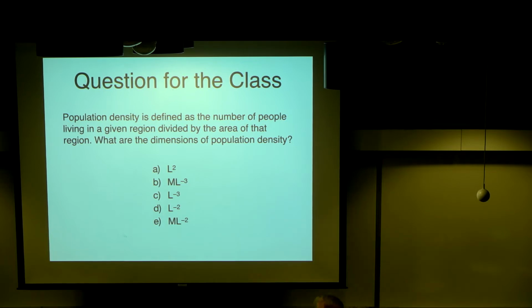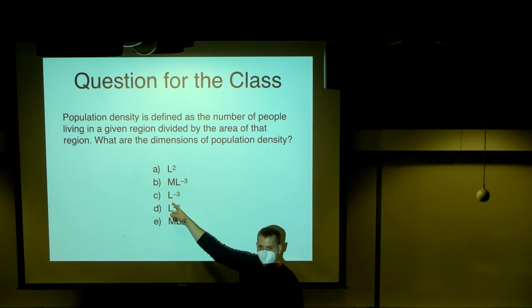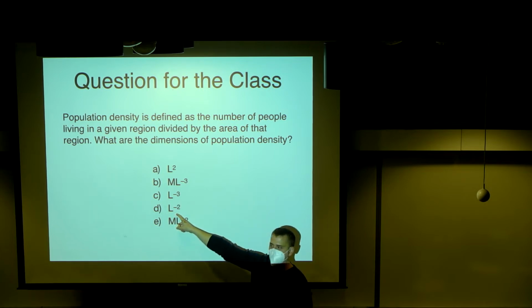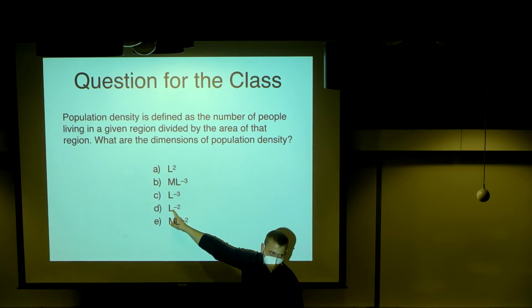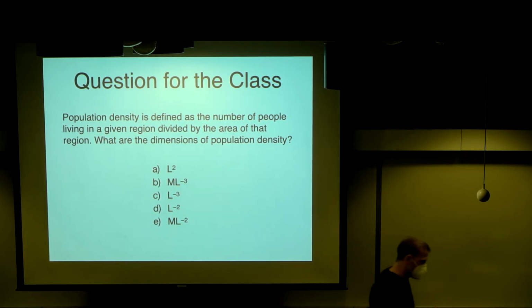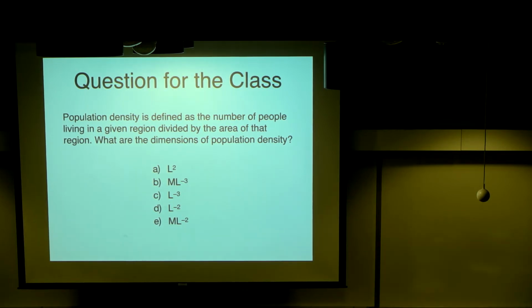All right, so at this point, let's put it to a vote. And again, if you're not 100% sure, just go with what you're leaning toward the most. Who would say it's answer choice A? This is a length squared type quantity. Answer choice B, it's a mass per cubic length quantity. Answer choice C, inverse length cubed. D, inverse length squared. What about E? Okay, so it's actually D. I think most people said E here, which are closely related, but not quite the same thing.